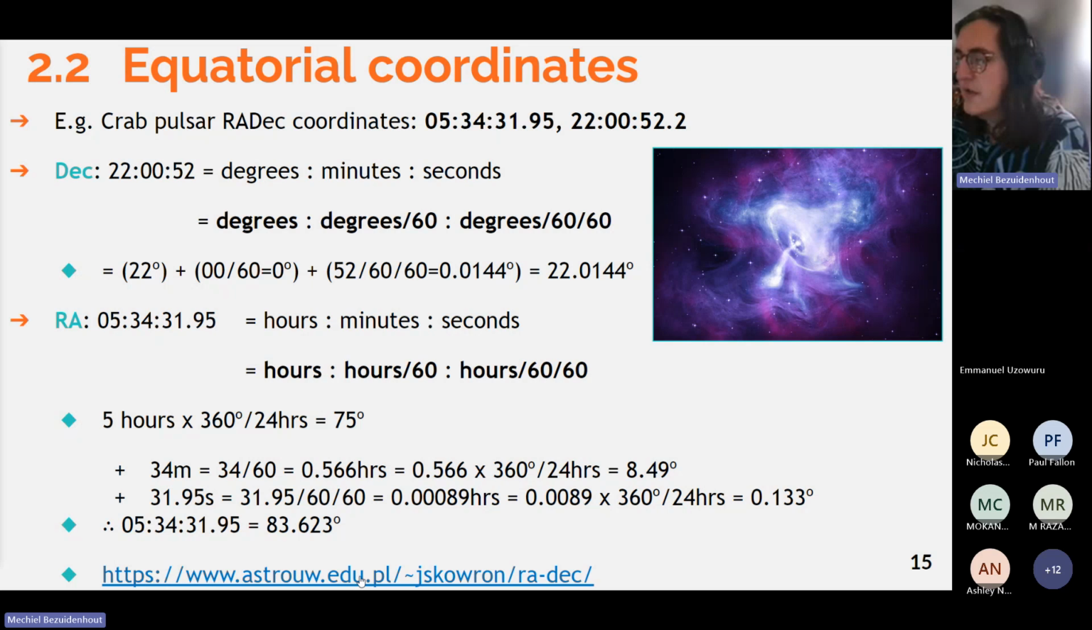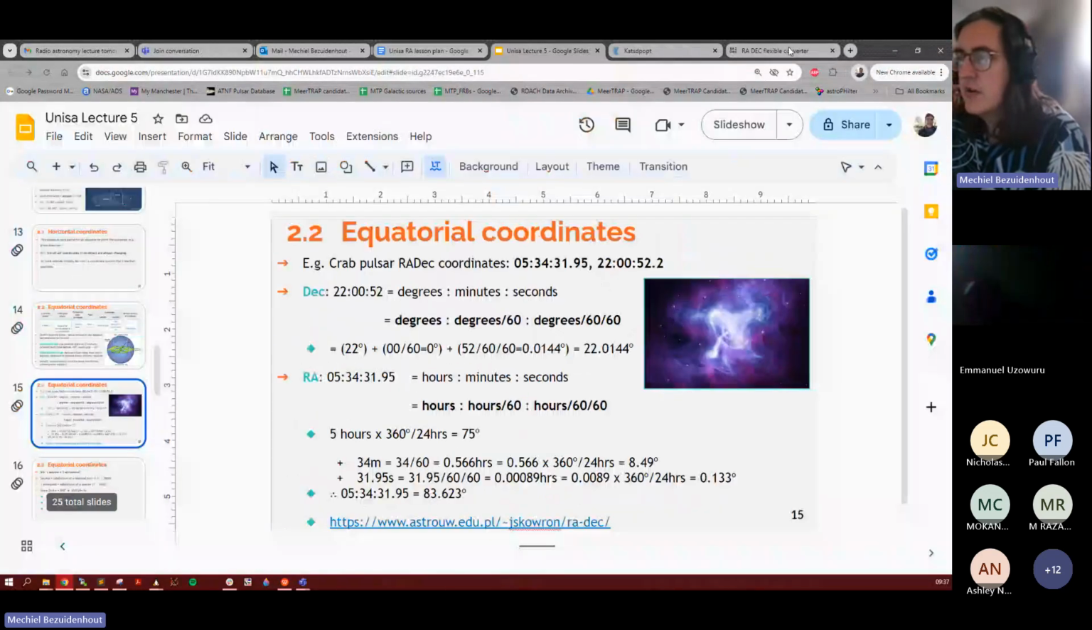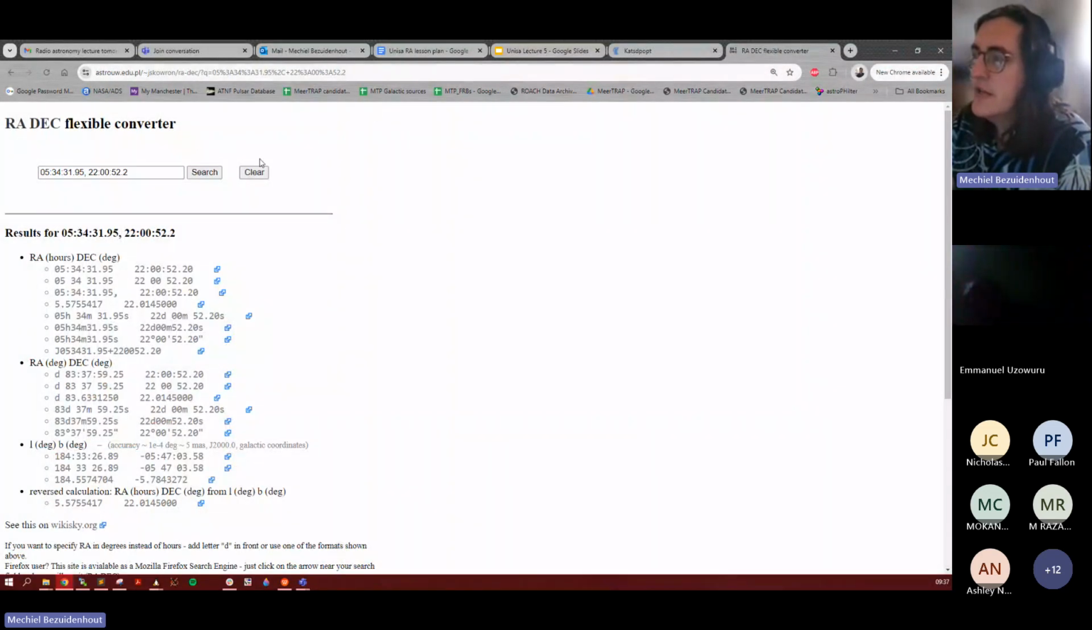So it's very useful to be able to do this by hand. But if you don't want to, I have linked an online calculator to help you do that automatically. Let me just quickly show you how that works. It leads you to this web page, and you just enter the coordinates in there, press search, and it shows you the coordinates as hours and degrees, and then converts them to decimal degree values down here, and you can just copy and paste them. It also gives you the value in galactic coordinates, which I will talk about soon.